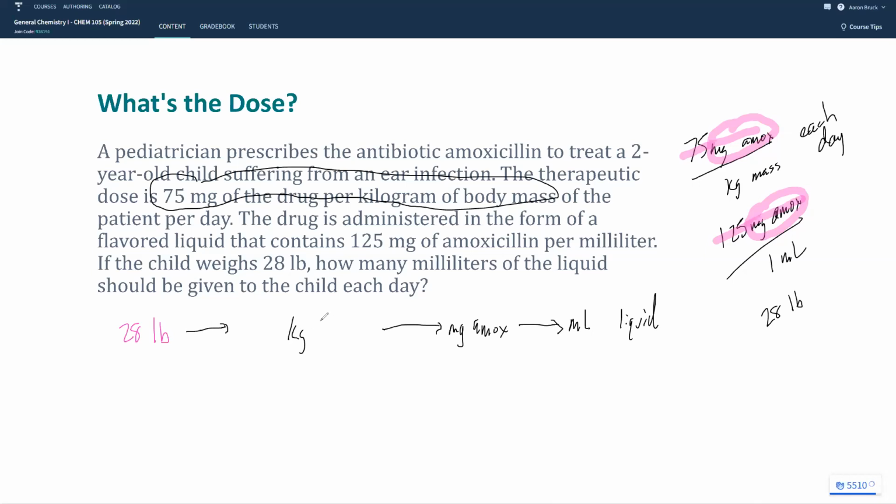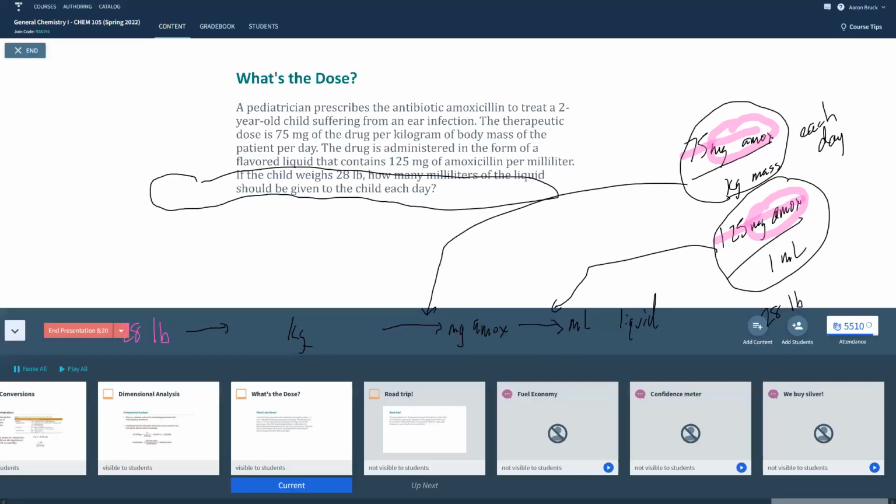I need to convert the pounds into kilograms. I need to convert the kilograms into milligrams. I need to convert the milligrams into milliliters. I've got two of the conversion factors already. This one here will tie together these two units, and this one here will tie together those two units. The missing link, so to speak, is how do I tie together pounds and kilograms? And for that, I'm going to need to consult some kind of a conversion table.